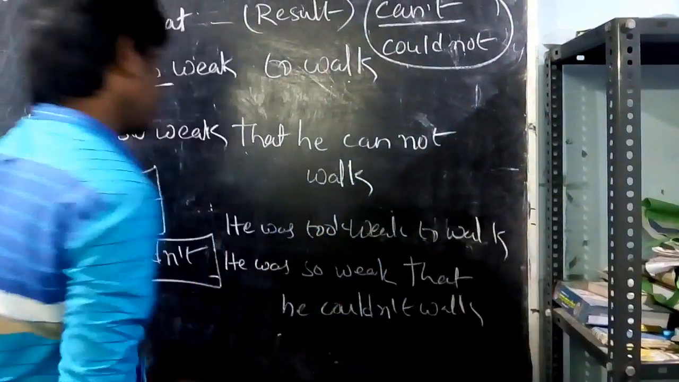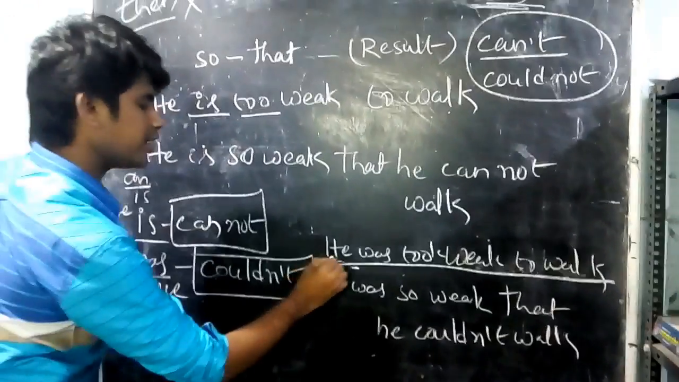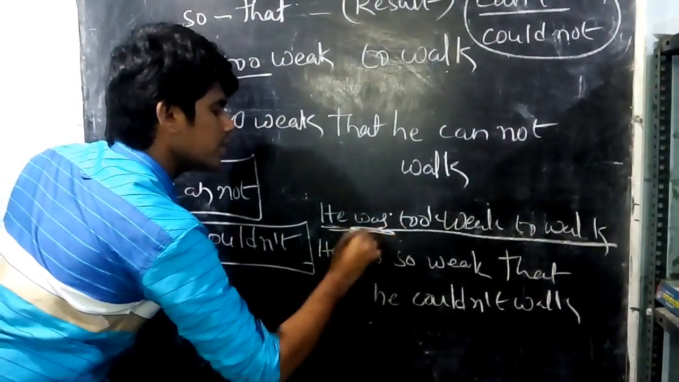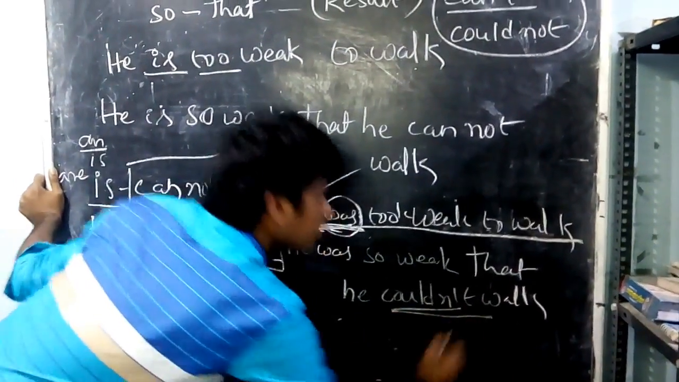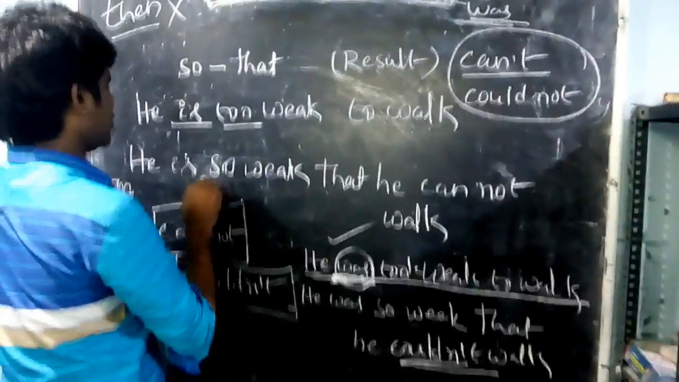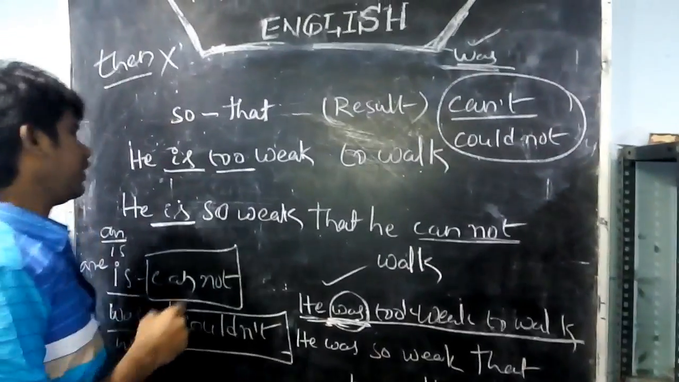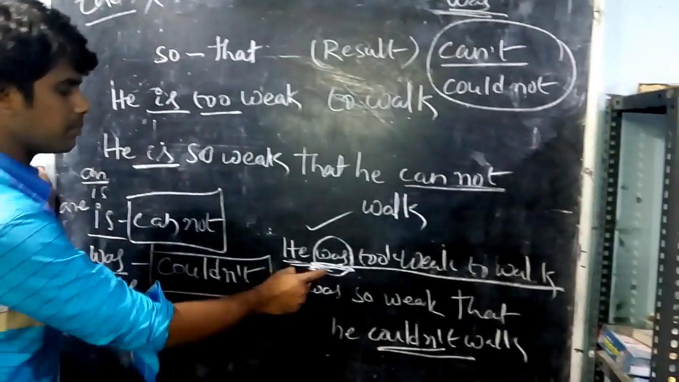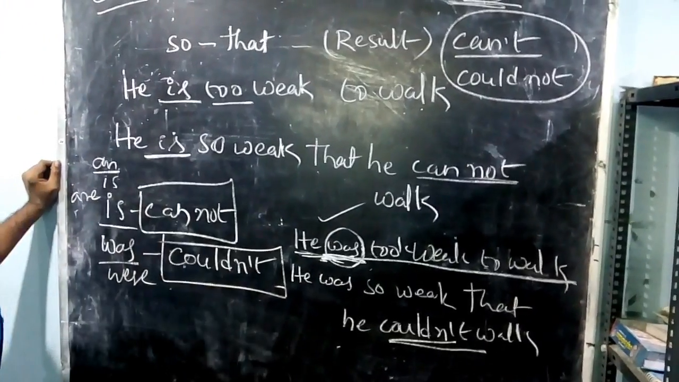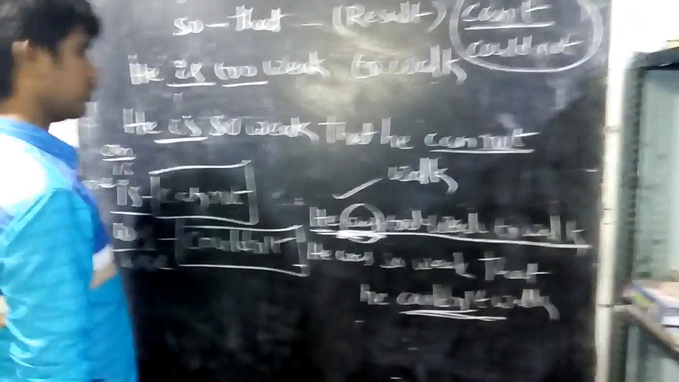We check it once. He was too weak to walk. In this sentence, the helping verb is "was", then we have to use "couldn't". In this sentence, the helping verb is "is", then we have to use "cannot". When there is "cannot", you should not use "could not". When a past helping verb is used, then we have to use "couldn't". Can is present, could is past. Like that we have to use.